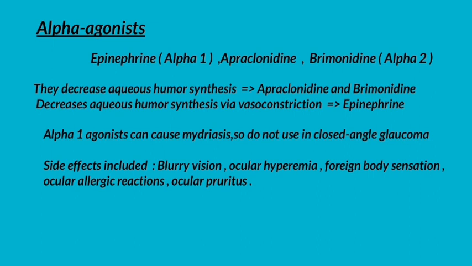Epinephrine acts by the alpha 1 receptor. Alpha 1 agonists can cause mydriasis, so do not use in closed angle glaucoma. Side effects include blurry vision, ocular hyperemia, foreign body sensation, ocular allergic reactions, ocular pruritus.